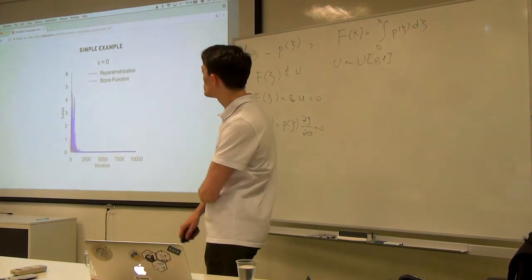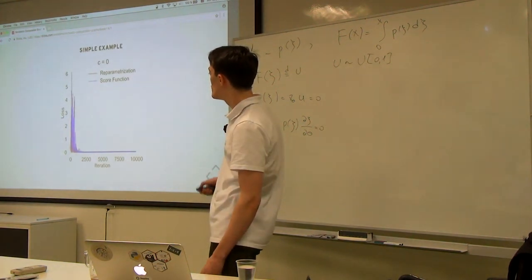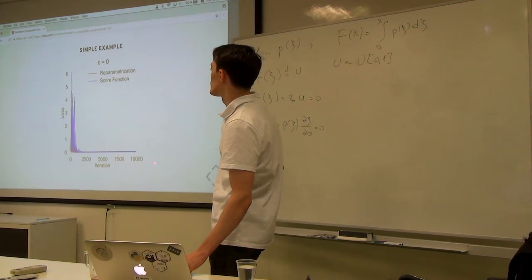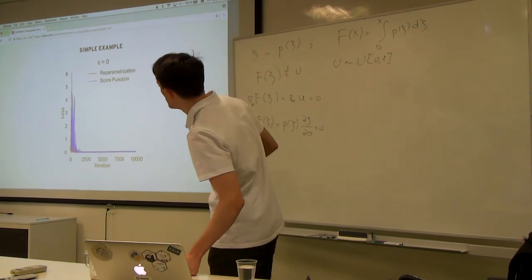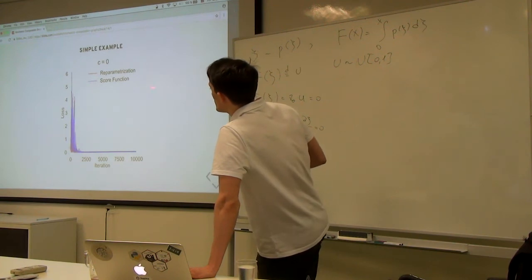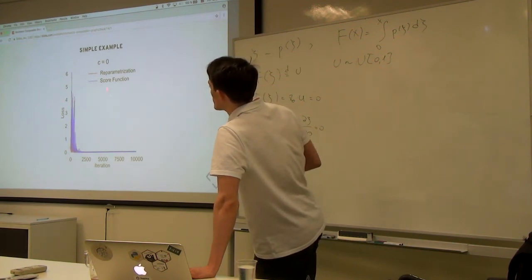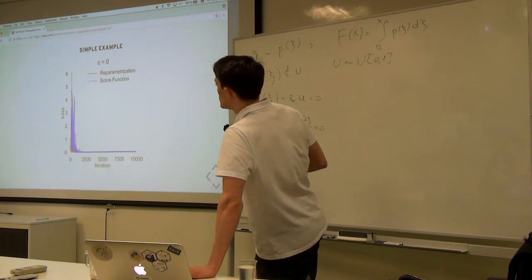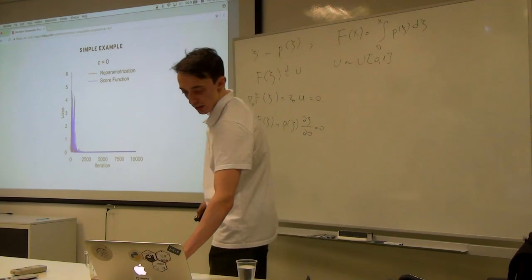Okay, so here are some plots. First for c equals 0. This is the loss for various iterations. The only difference that can be seen is that there is much more variance in the score function than in reparameterization. The reparameterization can barely be seen.